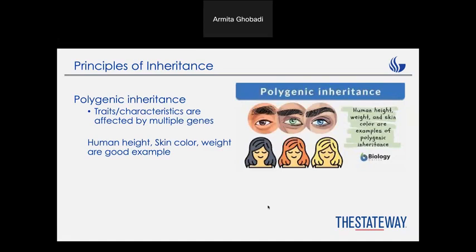Yet we can define eye color with just two genes. We cannot define skin color with just two simple genes, and that's why we have a wide variety of skin colors. Same goes for weight. So human height, skin color, or weight can be examples of polygenic inheritance, which means that multiple genes are going to interact with each other.